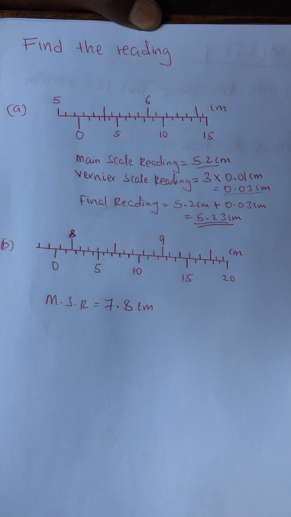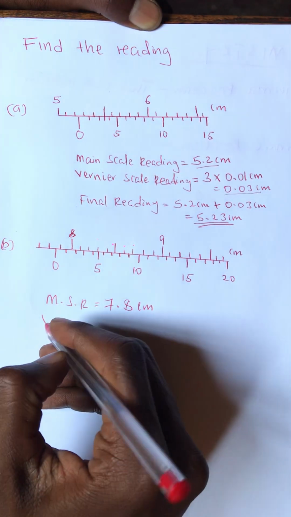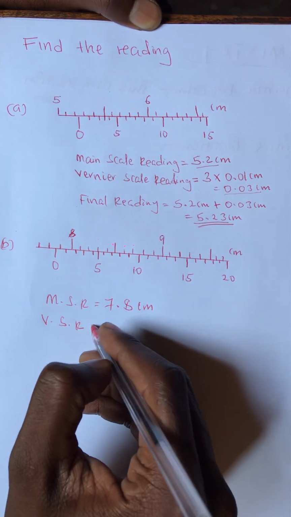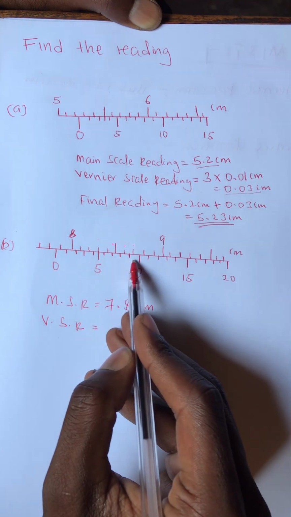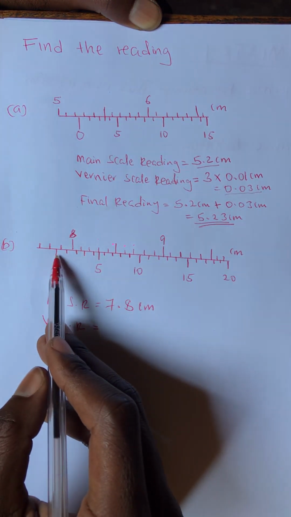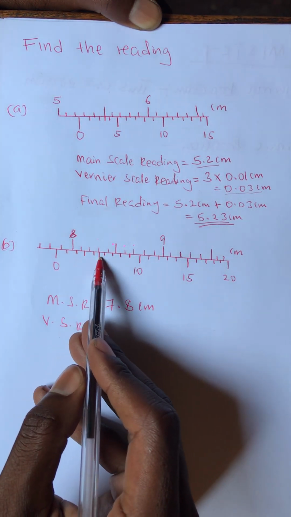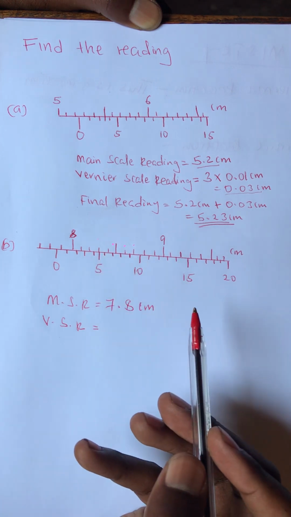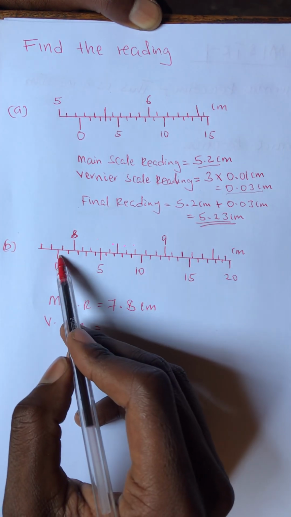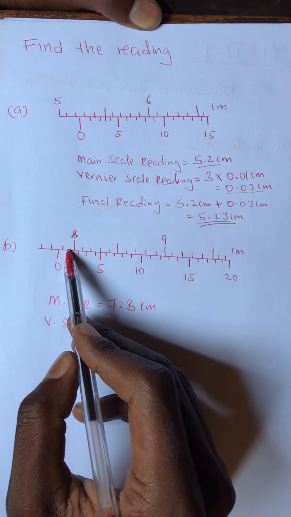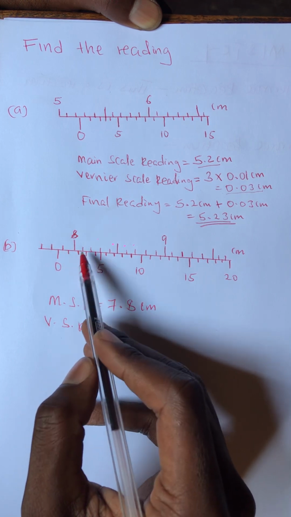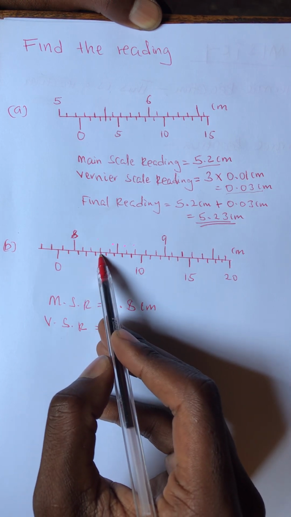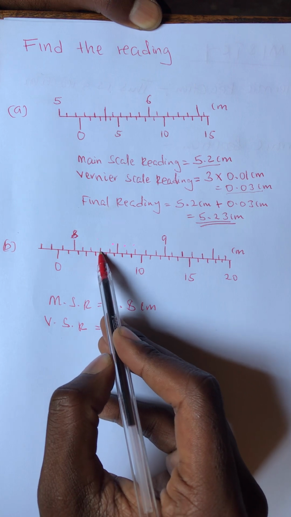And then next we get to the Vernier scale reading. You are looking for a value that is coinciding with another one on top. So 0, 1, 2, 3, 4, 5, 6, 7, 8, 9, 10. That's how they are counting. So which value is coinciding? Is it at 1? No. It's not coinciding. 2? No. 3? No. 4? No. 5. Have you seen that 5 is coinciding there?